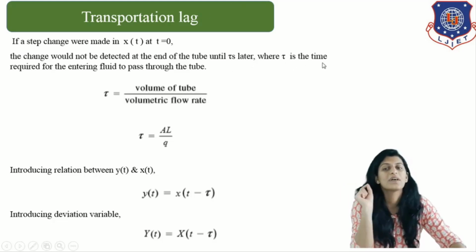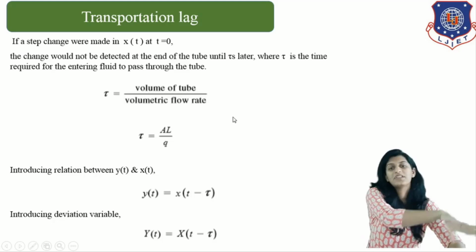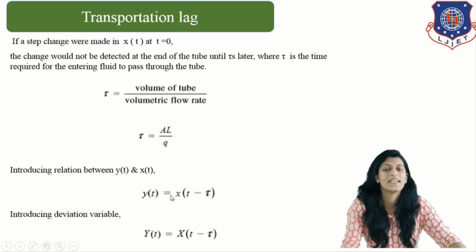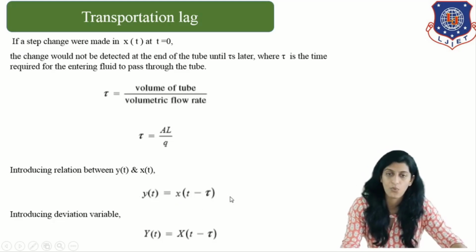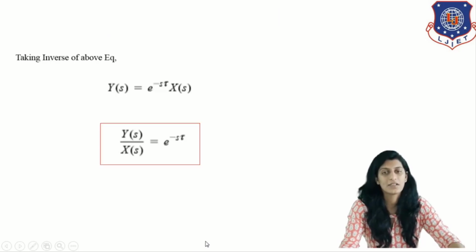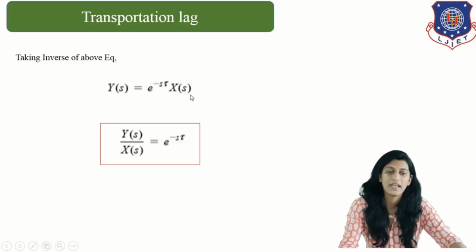Tau here is nothing but the time which is required for that change to travel through your system and reach the outlet side. So tau is given by area into length by q. Now introducing this tau value there, so y(t) equals to x(t minus tau). Once you introduce deviation variable, it will be capital Y(t) equals to capital X(t minus tau). Just take Laplace transform of that equation and you will get this relationship Y(s) equals to e raised to minus s tau X(s).